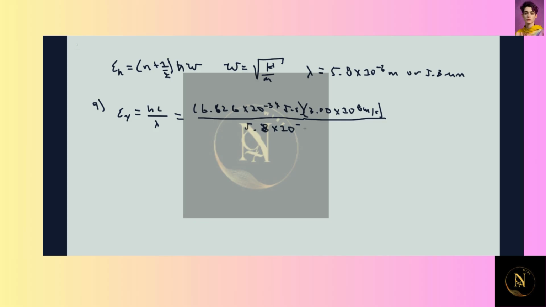So this is 3.43 times 10 to the minus 20 joules, or 0.21 electron volts. So that's part A. So this is the energy of that transition. So it's the energy of the photon that causes the transition.